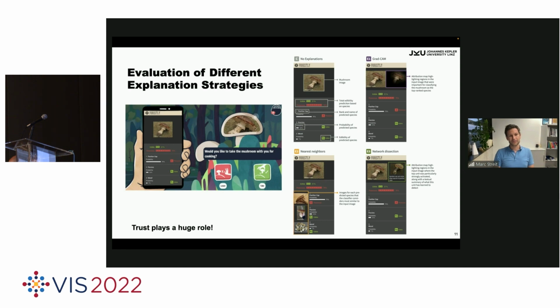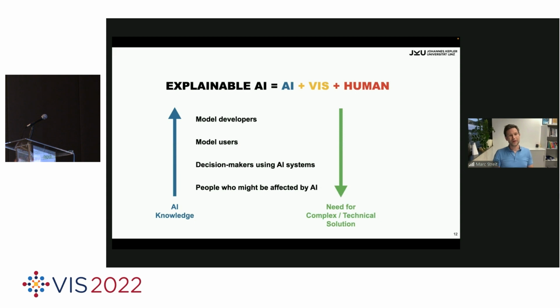And one of the key factors of the study was also the role trust plays, because people overtrust or undertrust in general, but also have that in AI systems. And one of my main learnings is that explainable AI is so much more than opening the black box.